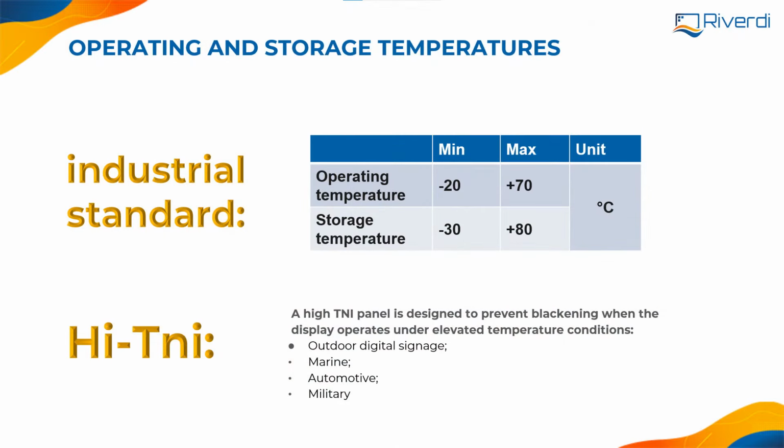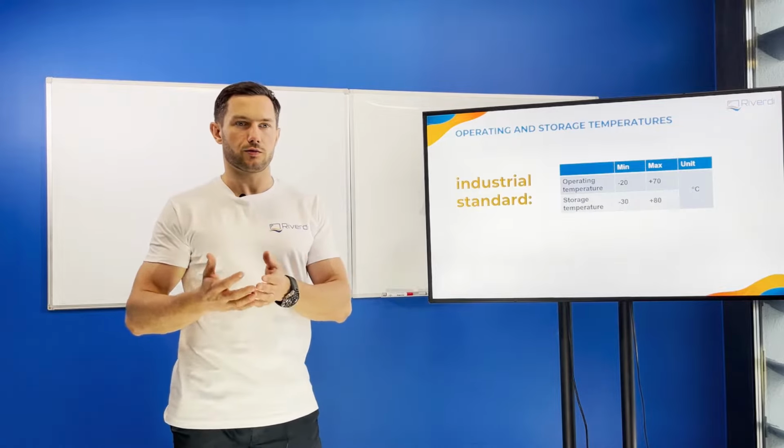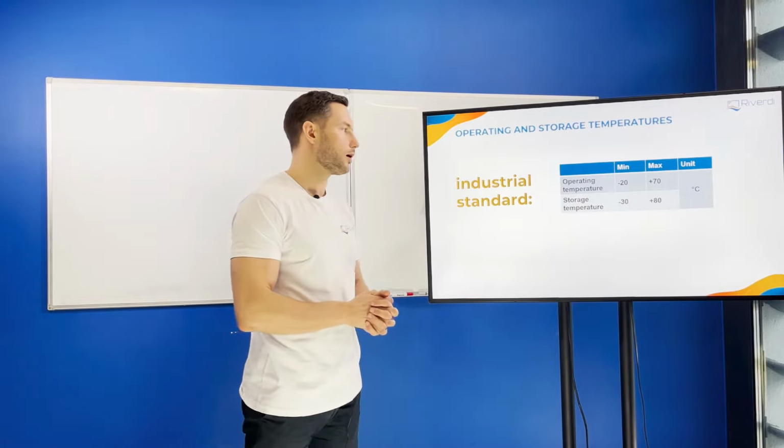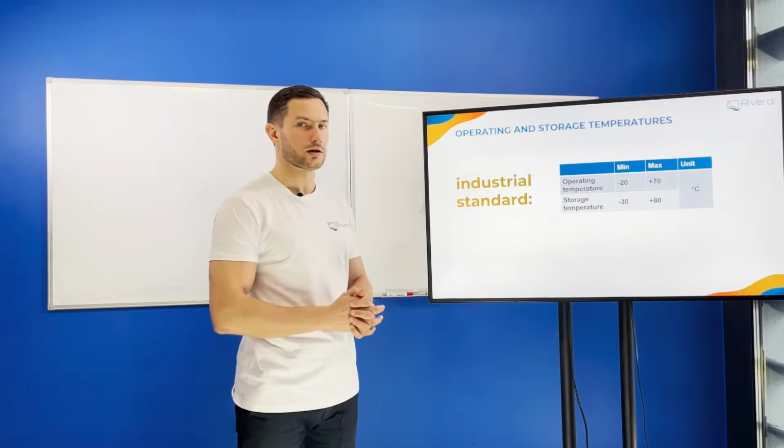So now once we know how to make a display readable outside, so we know that we can increase the brightness or we can decrease the reflections, and we have the image that we can see, we need to think about how to make the display operate outdoors. Yes, and this is all about the temperature.